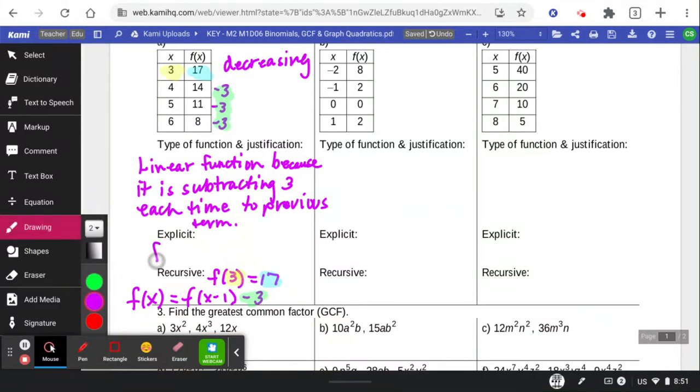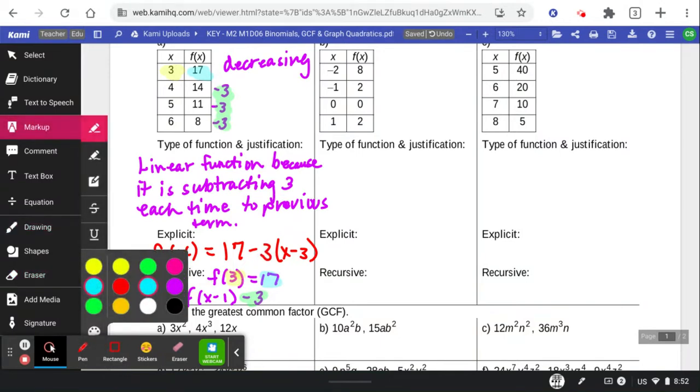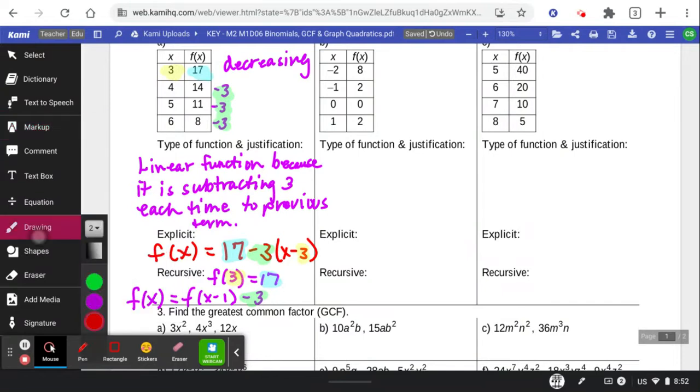Then we go to write our explicit. And our explicit uses those same 3 numbers in this order. We begin with 17, and then we're subtracting 3 times x. So remember that this 17 comes from right up there, the minusing 3 comes from right there, and the times 3 comes from the table right here. How'd you do? Okay, pause this video, go try the next table, let's see how you did.